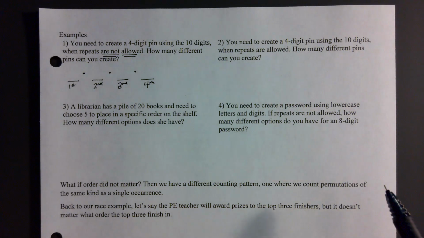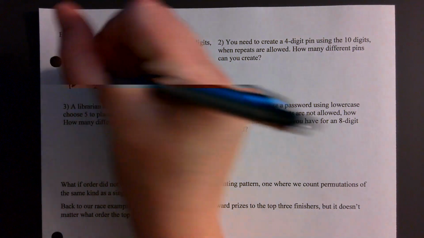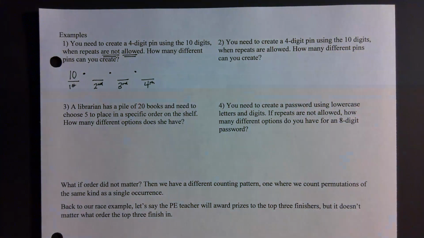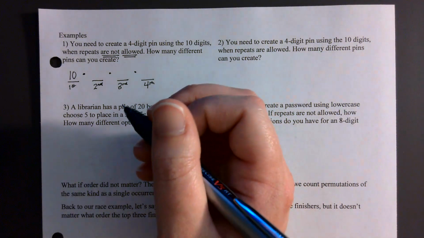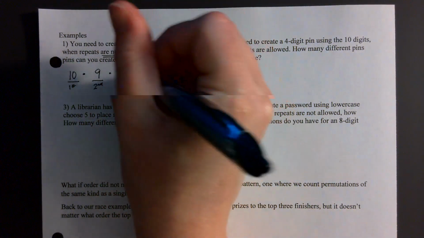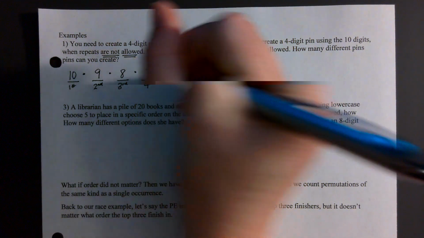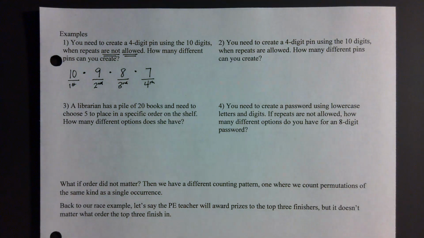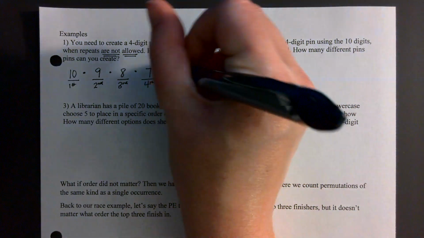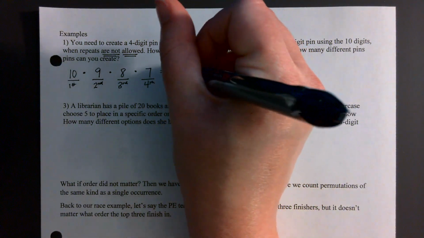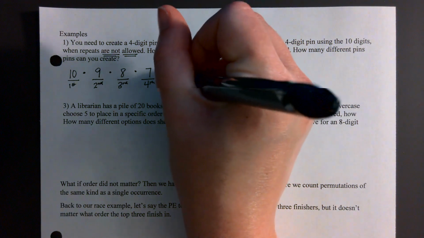So looking at my first number in my pin, I would have 10 different digits for my first number. But repeats aren't allowed. So for my second, once I use 1 for my first digit, I can't use 1 again. So I'll have 9, and then we have 8, and then we have 7 options for our third and our fourth pin. And we multiply those together, and we get 5,040 outcomes.